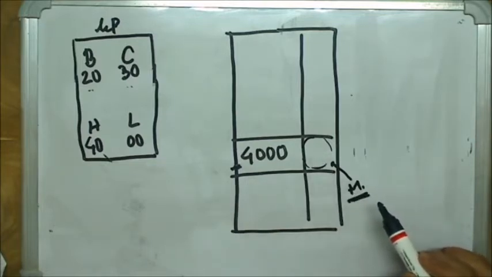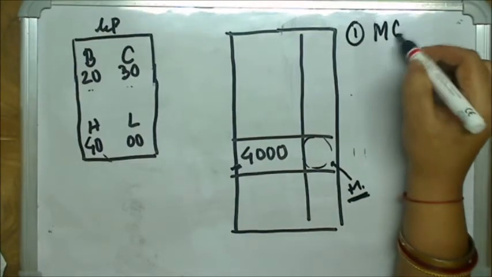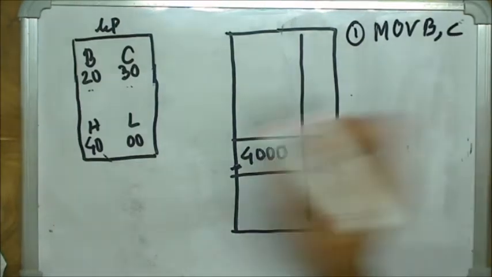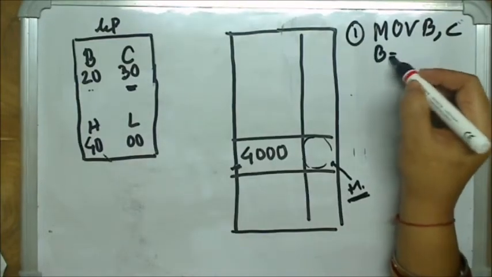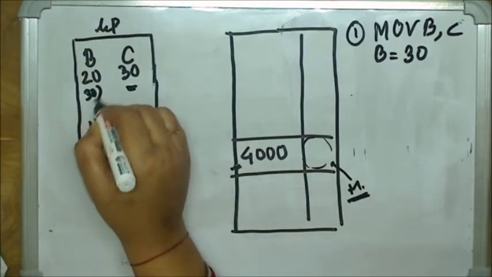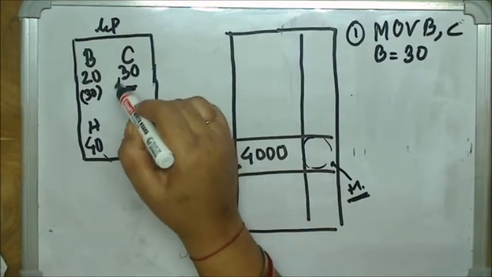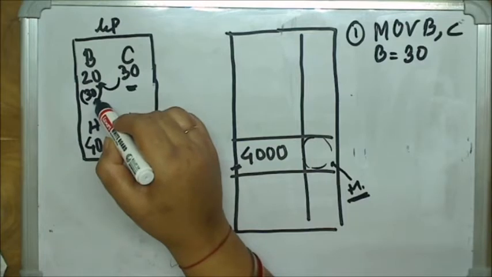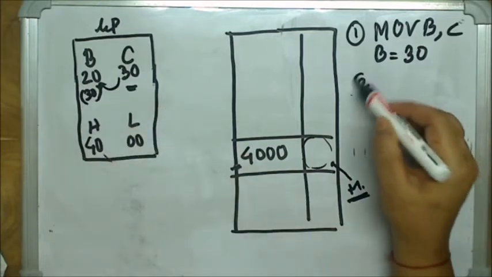Now in the first instruction we have used move B comma C, right? What is there in C? 30H. So after this instruction, B will also contain 30H. After the instruction move B comma C, the data of register C will be copied to register B and the new data of register B will be 30H. Clear?